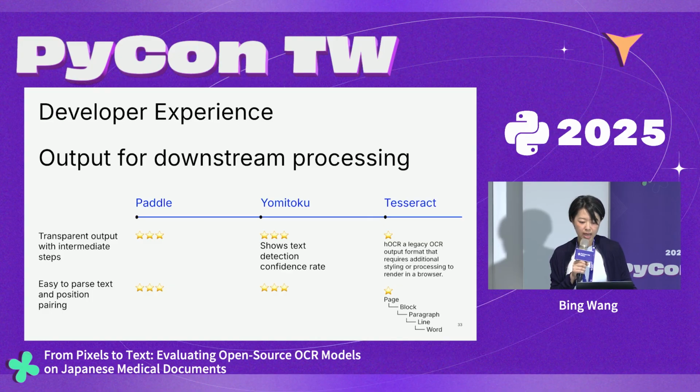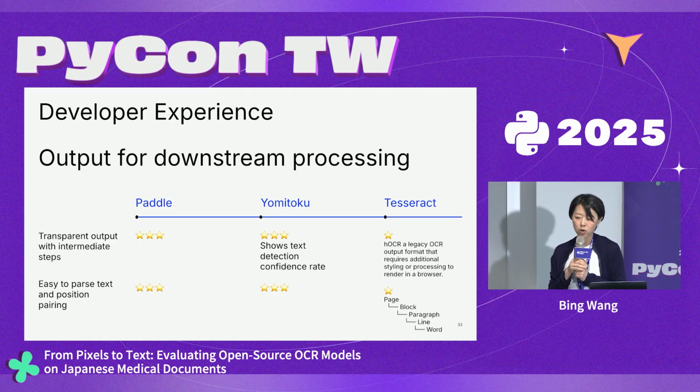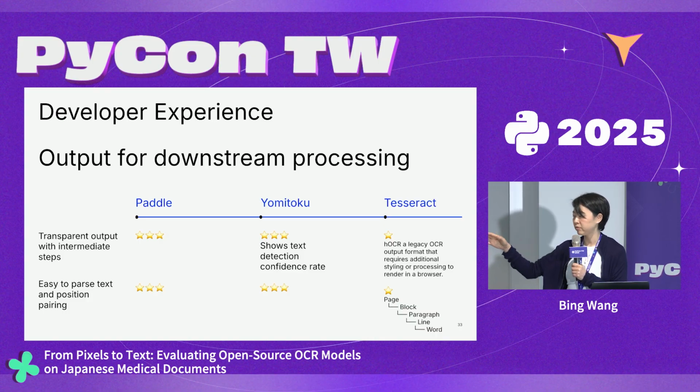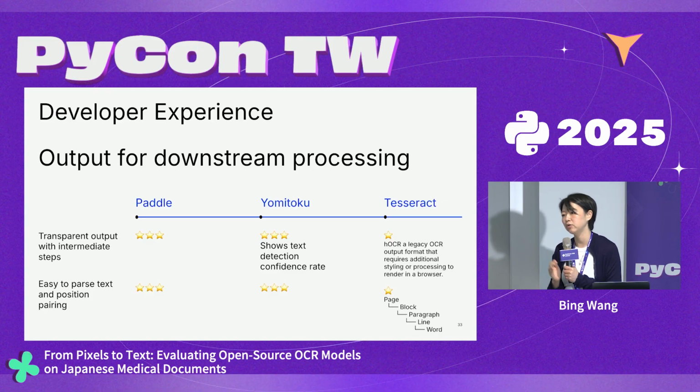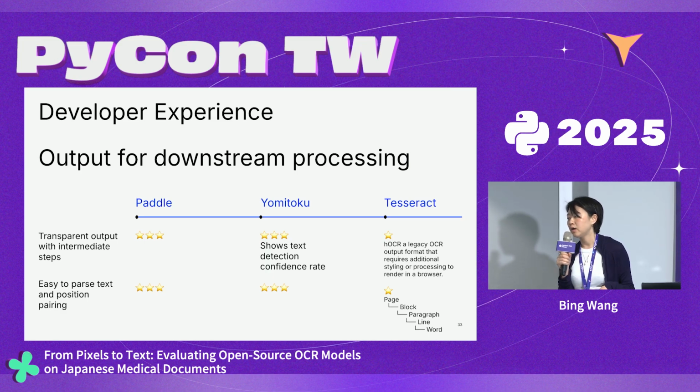In terms of the output for downstream processing, our team cares about two things. One is that for these OCR pipelines, we want to have a transparent outcome for each of the middle steps. Some of these pipelines, for example, if it's a tilted image, will adjust the angle of the image. They also will create, for example, images showing the detected text. We want to see a transparent result from every single middle step.